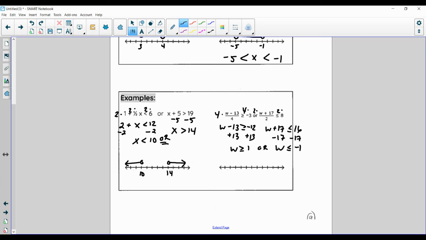Either w is less than negative 1. Closed circle this time. The last ones have been open, but this is equal to, so I close my circle. Numbers that are greater than 1 or less than negative 1 will be solutions to this compound inequality.